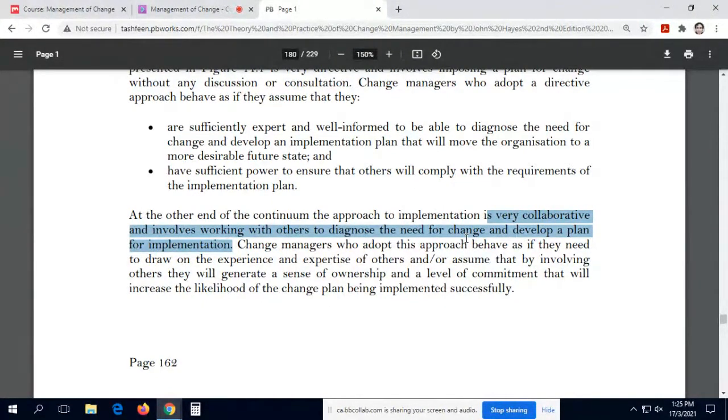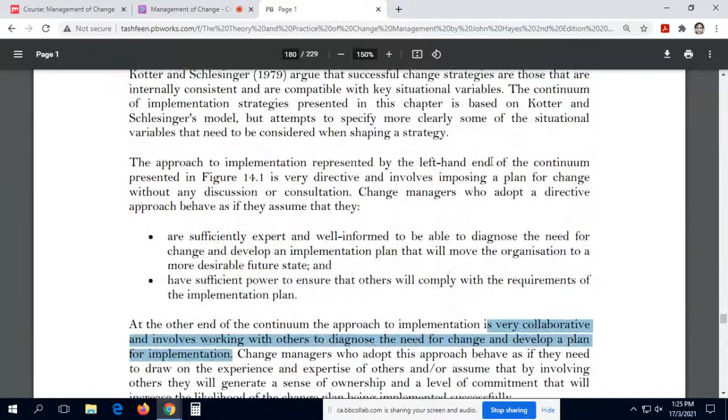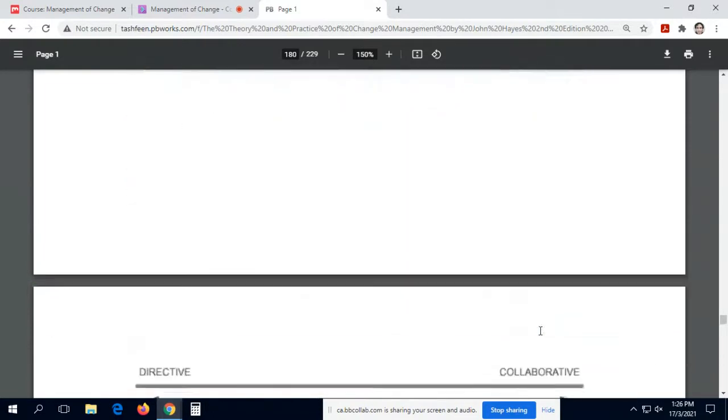Why should we change? What is the problem? Why is it necessary to change? Why can't we remain as we were before? All of that is going on. And then from those collaborations and involvements, you develop a plan for implementation. What are the steps you will take to implement the strategy? Yes, so this is what it is. Again, on the left hand side it is more directive, on the right hand side it is more collaborative.